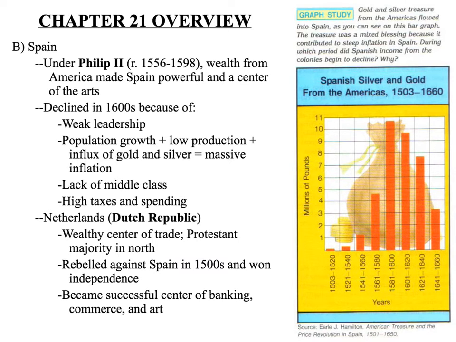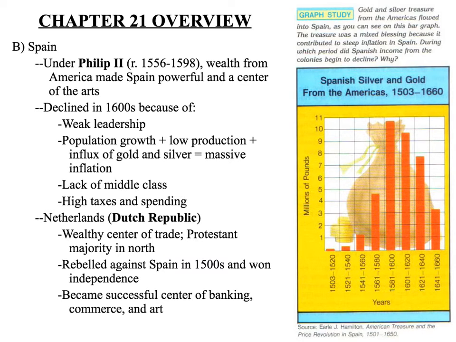A lot of gold and silver was found in the Americas, and this was shipped back to Spain. You can see in this chart on the right, with each decade, or a couple of decades, the millions of pounds of gold and silver coming into Spain from the Americas, really reaching its peak during the reign of Philip II, and then dropping off after that. So Spain became very powerful in a very short amount of time, and with all that wealth, like we saw in Renaissance Italy, it becomes a center of the arts and of culture.